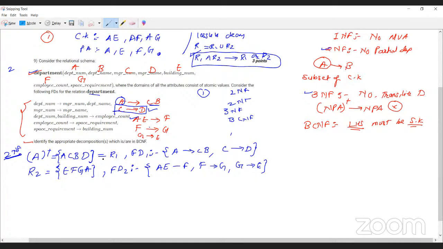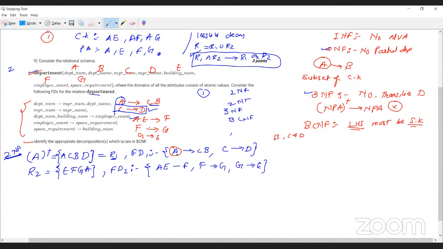So my R1 and R2 are in 2NF now. Now what is 3NF decomposition? What is the condition? There should be no transitive dependency. In R1, which one is the key? A is the key, right? So the non-prime attributes are B, C, and D.